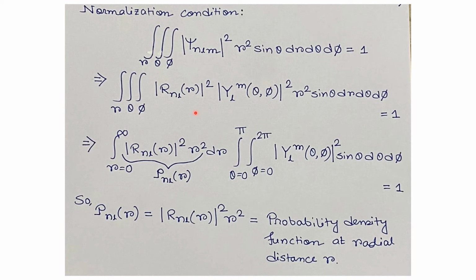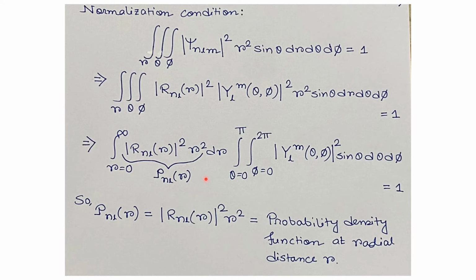Now we'll separate the radial part and the angular part in this integration. So we'll get the integration from r equals 0 to infinity of mod Rnl square times r square dr, and the other part is the angular part, that is integration from theta equals 0 to pi, integration over phi from 0 to 2 pi of mod Ylm square sine theta d theta d phi, equals 1. Now we'll concentrate on this radial part only.